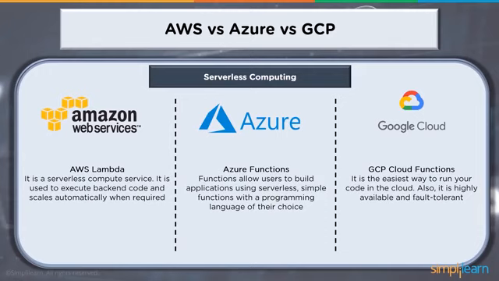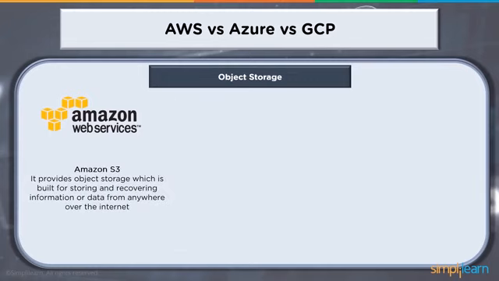where you had a presentation layer, an application layer, and a database layer. Now that kind of infrastructure is not really preferred in modern times, when organizations are working on newer applications. When we talk about object storage, Amazon has Simple Storage Service, that is S3. It provides object storage, which is built for storing and recovering information or data from anywhere over the internet.